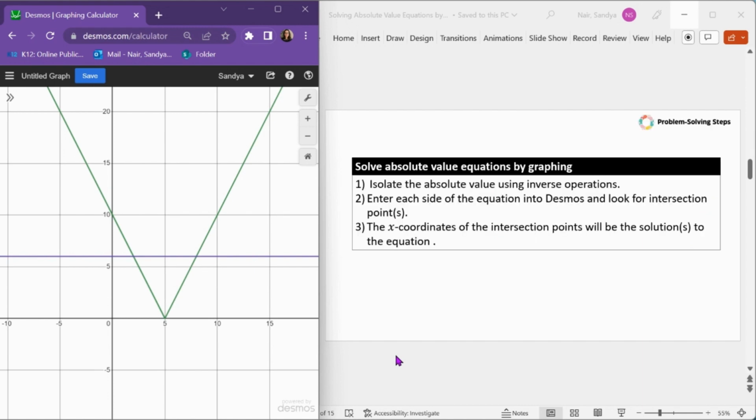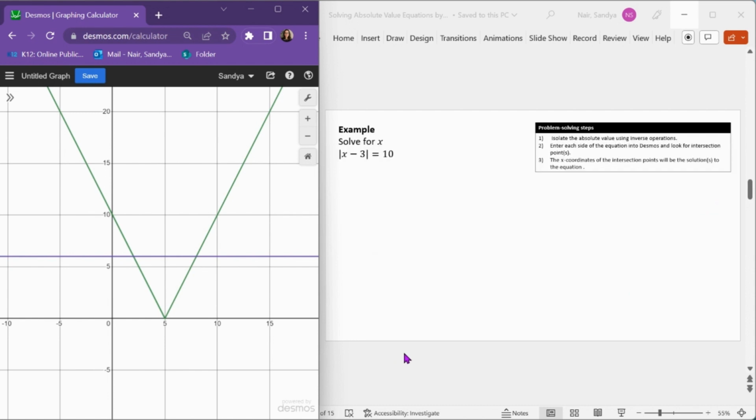So to solve absolute value equations by graphing, we're going to start off by isolating the absolute value using inverse operations. The absolute value needs to be by itself on one side of the equation. Then we're going to enter each side of the equation into Desmos and look for the intersection points. The x coordinates of the intersection points will be the solutions to the equation.